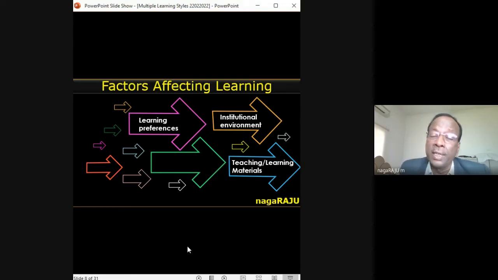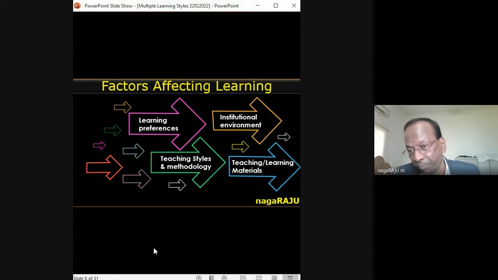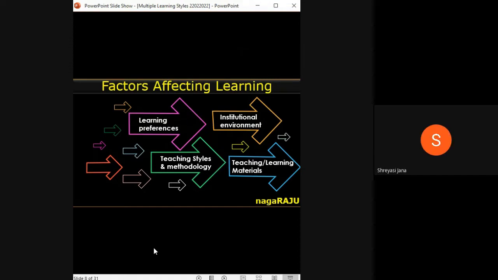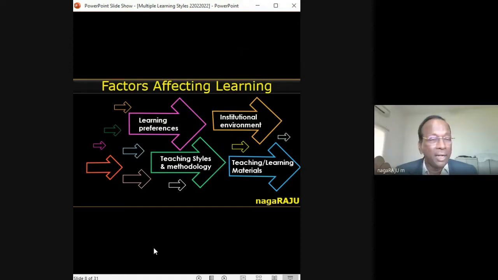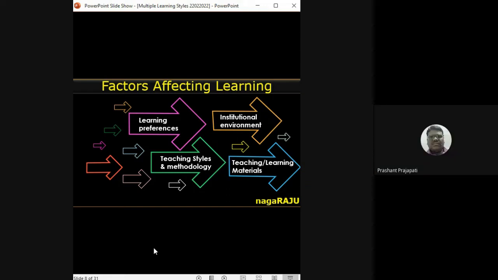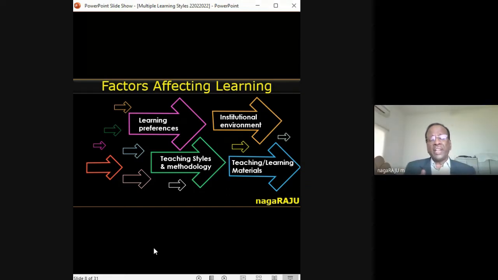The students' learning process can be affected by one more factor, and that is the teaching style and the teaching methodology. And how much control do we have on this one? We do have full control. 100%. Or if not 100%, at least 70, 80, 90%. Because I think most of it is decided by us.